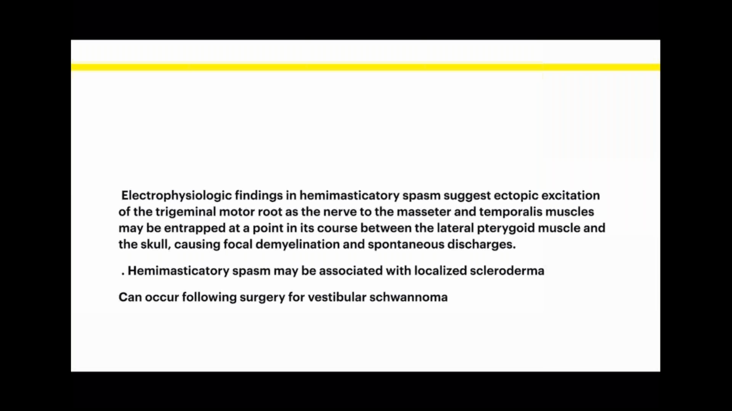So hemimasticatory spasm can indicate a tumor, like we said. This spasm is an ominous sign. If you see a patient with hemifacial spasm, an MRI is indicated, searching for a possible tumor. It could also be a sign of localized scleroderma, so it's important to check and ask about other rheumatological and connective tissue diseases. And of course, history will help if the patient had surgery, or it can also indicate vestibular schwannoma.